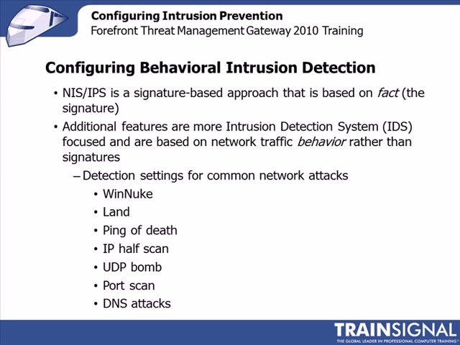Basically, if Threat Management Gateway detects particular kinds of behavior, it will take steps to block it to protect the environment. TMG comes with a number of detection settings for very common network attacks, such as Wind Nuke, LAND, Ping of Death, IP Half Scan, UDP Bomb, Port Scan, and DNS attacks. You may have heard of the Ping of Death before and some of these other scares. The Ping of Death is basically a way that a ping packet can be used to bring a system down. That stuff's kind of scary, and you want your firewall to block it so that you don't constantly get denied service. I'm not going to go into exactly what each one of these things are, except to help you understand that Threat Management Gateway can help protect against these kinds of attacks.